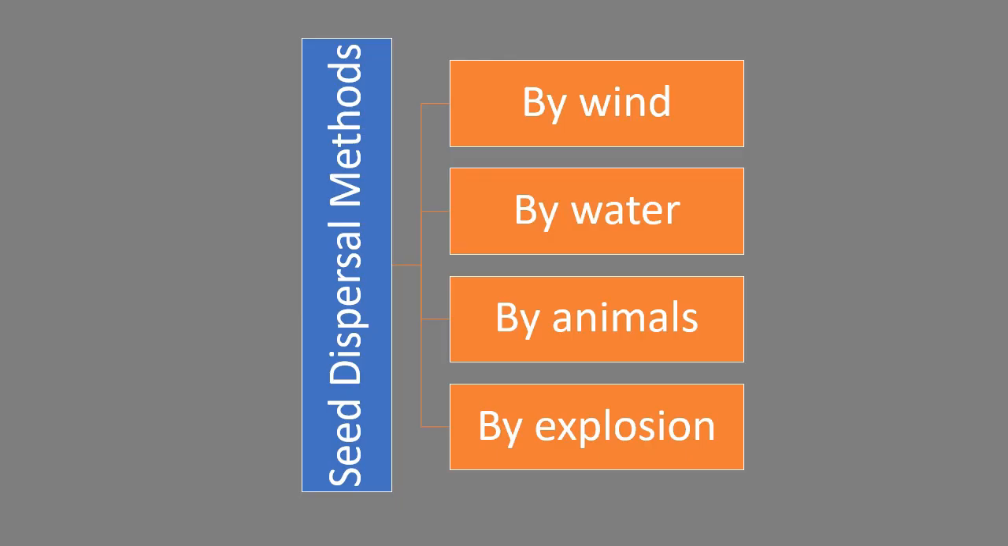There are several ways how the seeds can be dispersed away from the parent plant. In this video, we're going to group them into 4 methods of seed dispersal: dispersal by the wind, dispersal by the water, dispersal by animals, and the last one is dispersal by explosion.